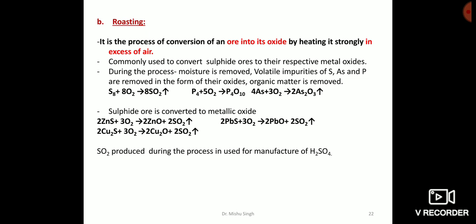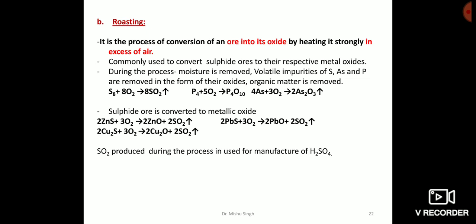The moisture is removed, organic matter is destroyed, and the non-metallic impurities like sulfur, phosphorus, and arsenic are oxidized and removed as volatile gases. As you can see in the reactions given, sulfur is converted to sulfur dioxide, phosphorus to phosphorus pentoxide, arsenic to arsenous oxide, and the sulfide ores are converted to their metallic oxides.